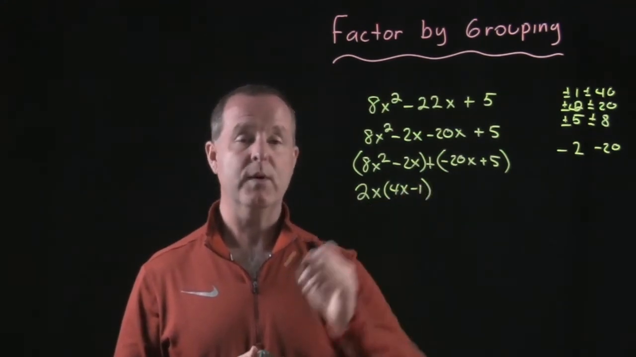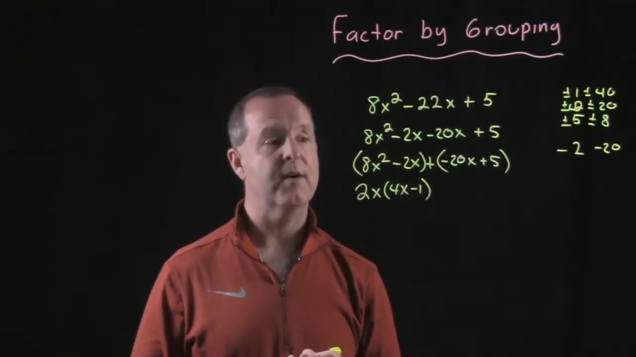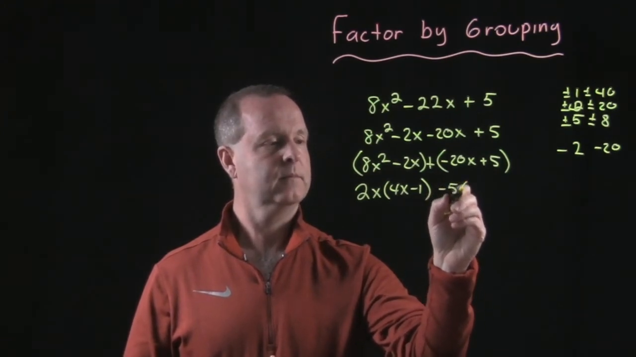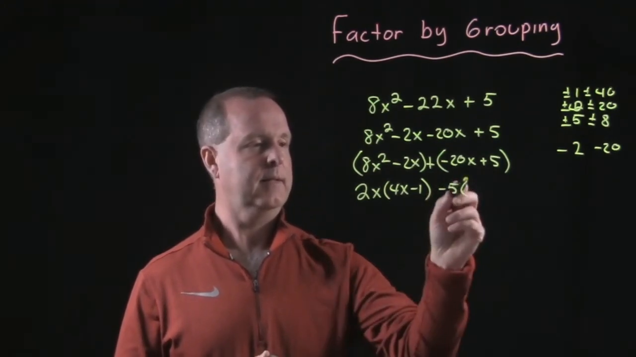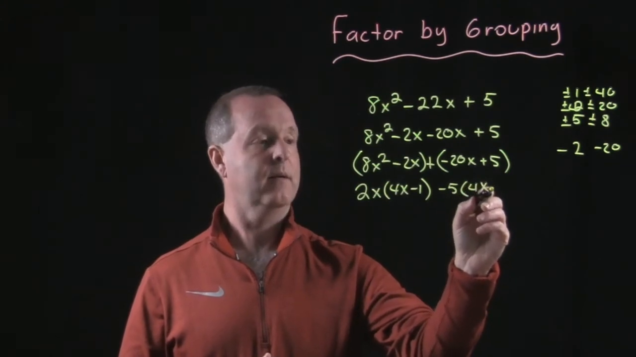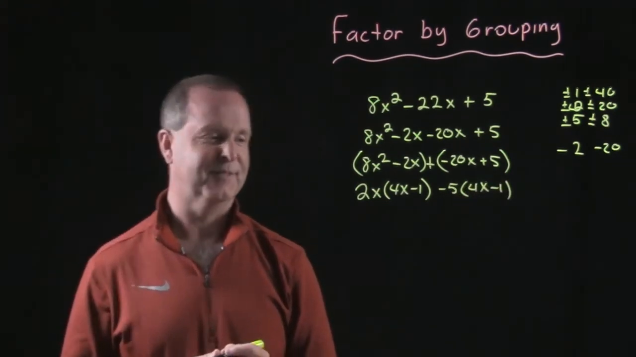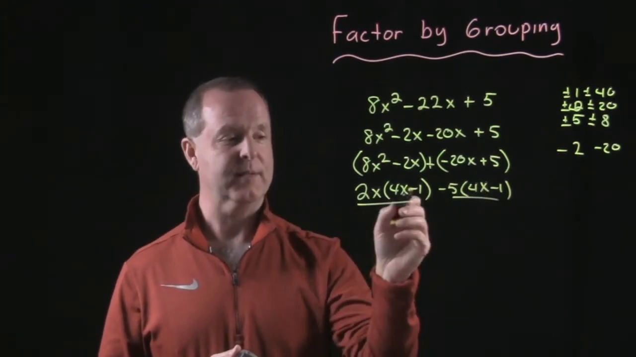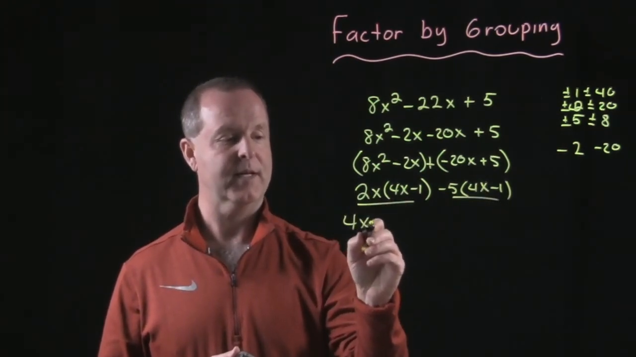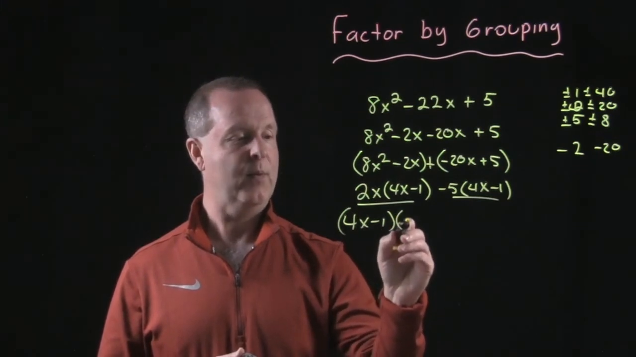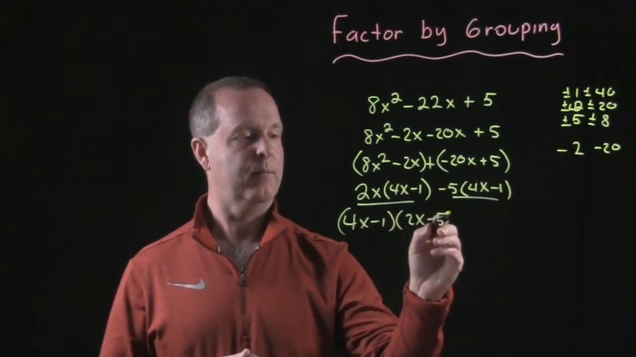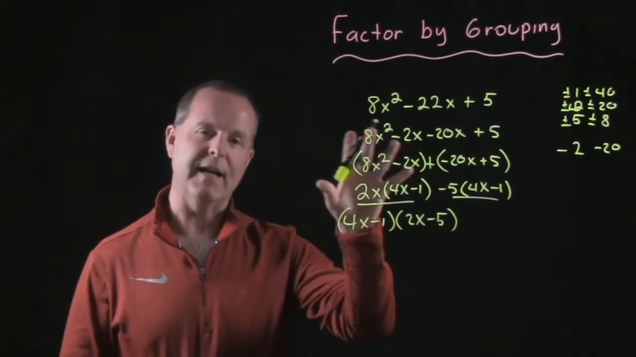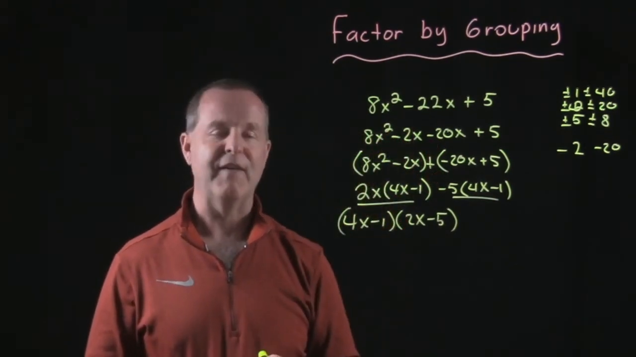On this next one, what do you want to factor out? Let's factor out a negative 5. And then what's left? It looks like a 4x minus 1. Cool. Factor 4x minus 1 out of both of these terms. I'm left with a 4x minus 1, and what's left is a 2x minus 5. And there's my factorization using this other method, factoring by grouping.